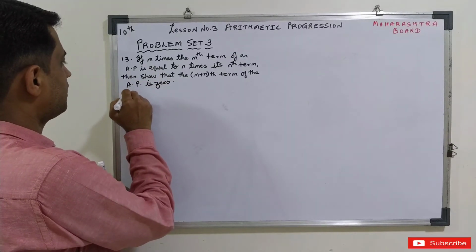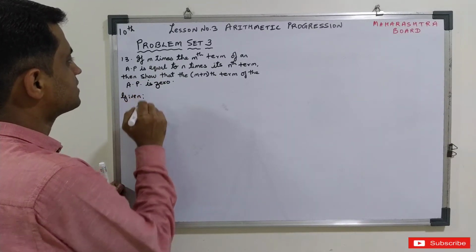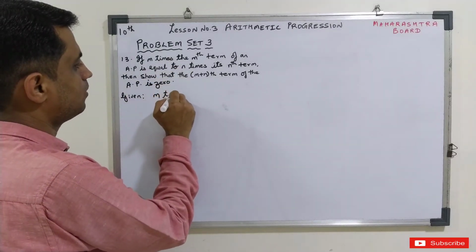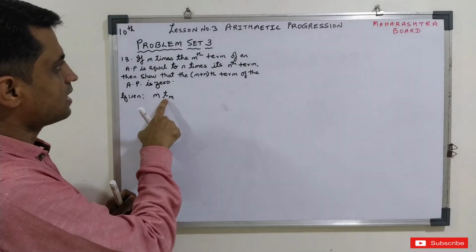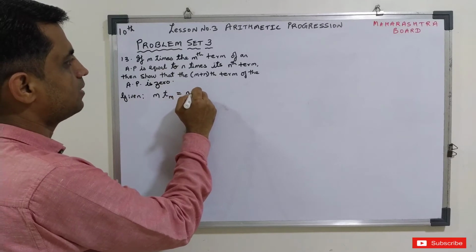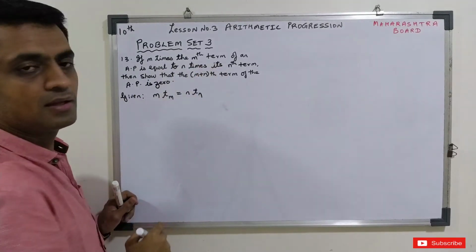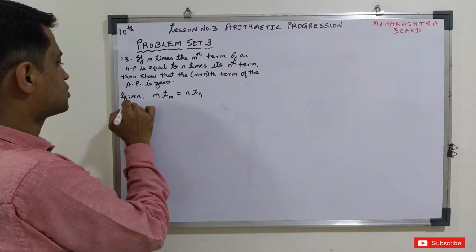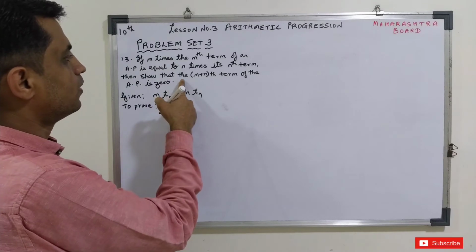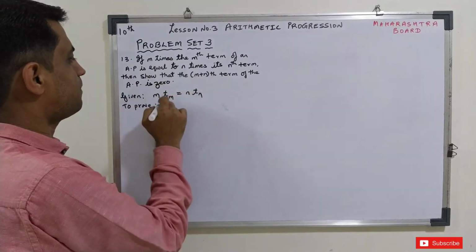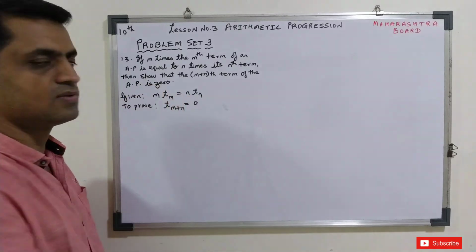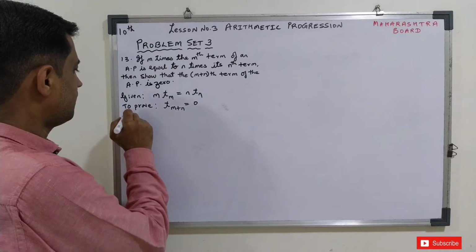First of all, the given part. What is given? M times the mth term, that is m into Tm, is equal to n times the nth term. Is it clear? Then show that, means to prove. What we have to prove? We have to prove that m plus n term of an AP is 0, means T(m plus n) is equal to 0. This we have to prove. Solution.